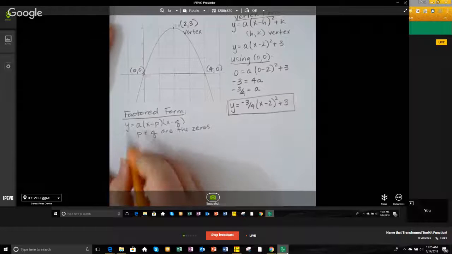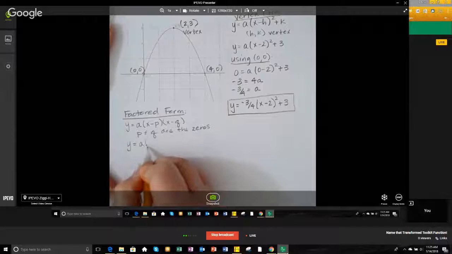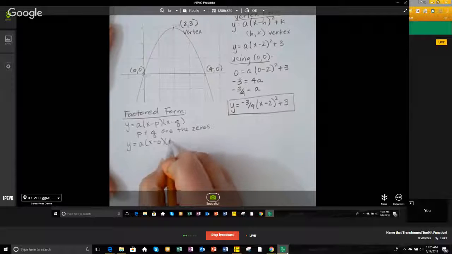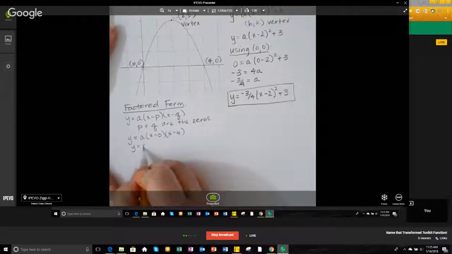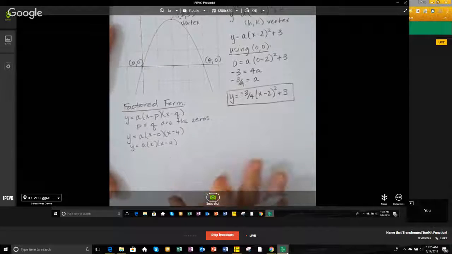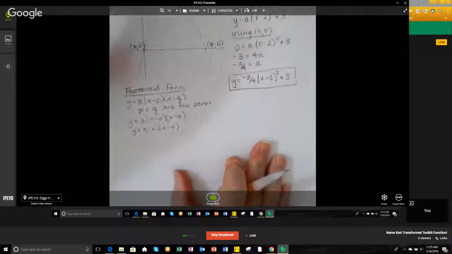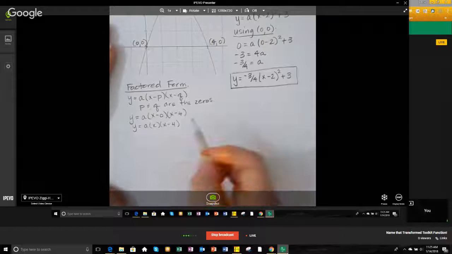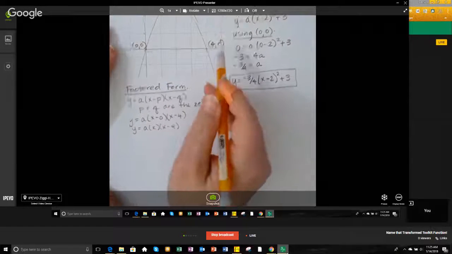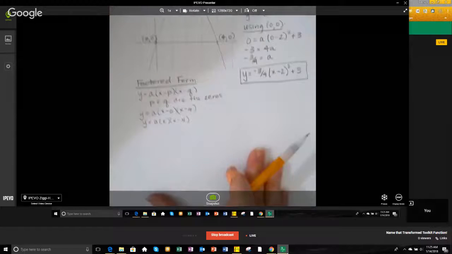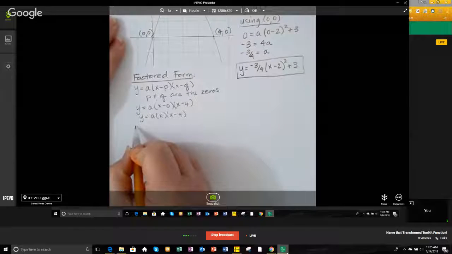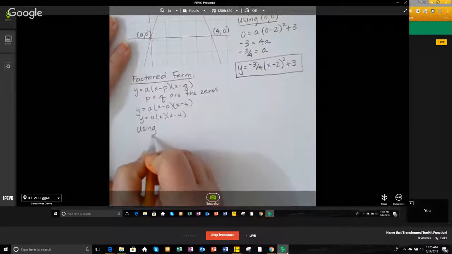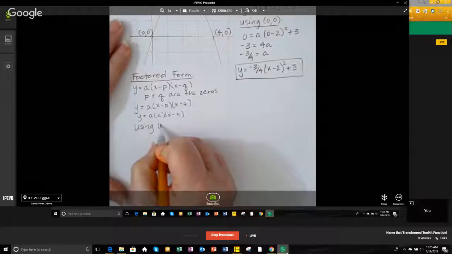All right, so the zeros are (0, 0) and (4, 0), so I would write y equals a times x minus 0, which is the first zero, times x minus 4, which is the second zero. And we could simplify that to y equals a times x times the quantity x minus 4. And now we can use one of the other 2 points to help us out. Oh, actually, we can't use the zeros to help us. So we're going to use the other point we were given, which is (2, 3), because a 0 would zero this out, which would not be helpful. So we're going to say using (2, 3).